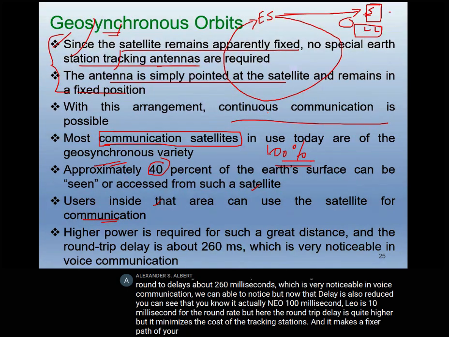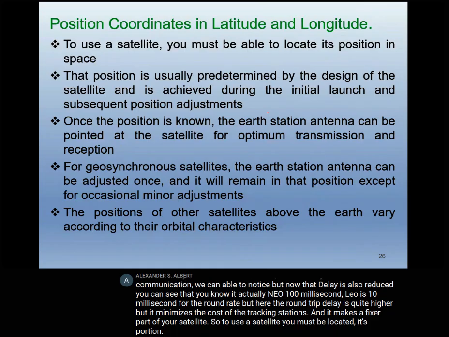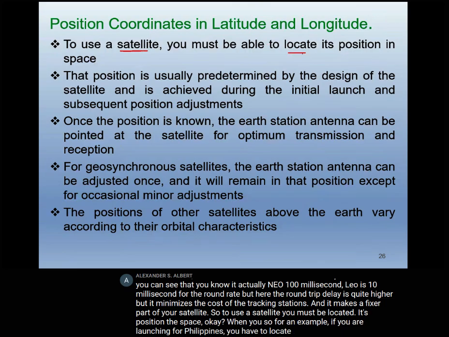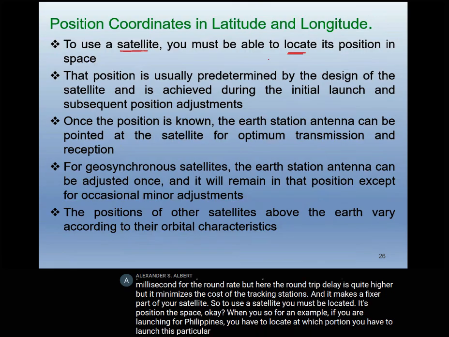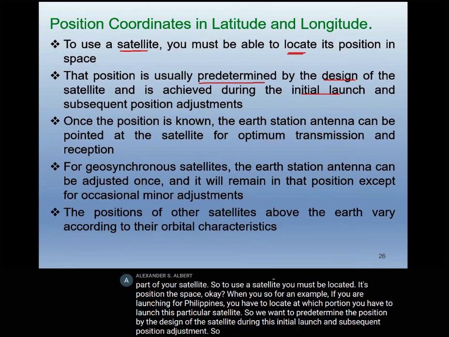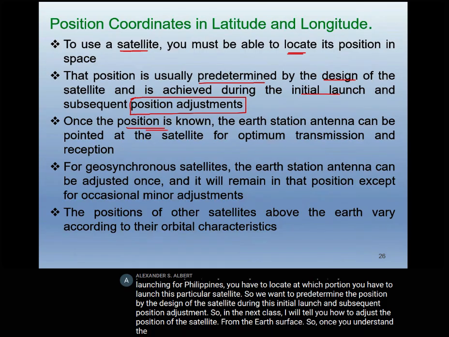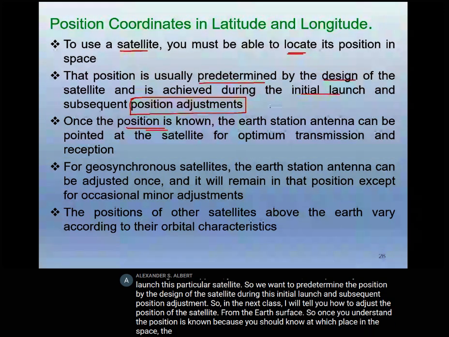of your satellite. To use a satellite, you must locate its position in space. For example, if you are launching for the Philippines, you have to locate at which position you have to launch this particular satellite. So we want to predetermine the position by the design of the satellite during the initial launch and subsequent position adjustment. In the next class, I will tell you how to adjust the position of the satellite from the Earth's surface. Once the position is known, you know at which place in space the complete Philippines will be covered through this particular satellite.